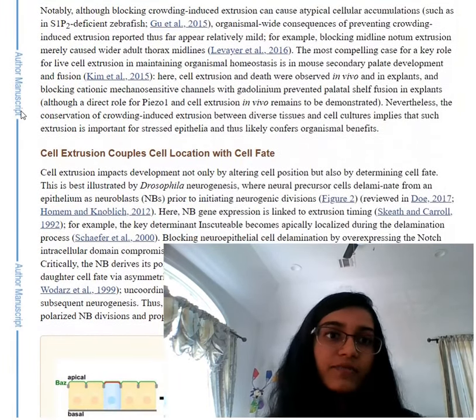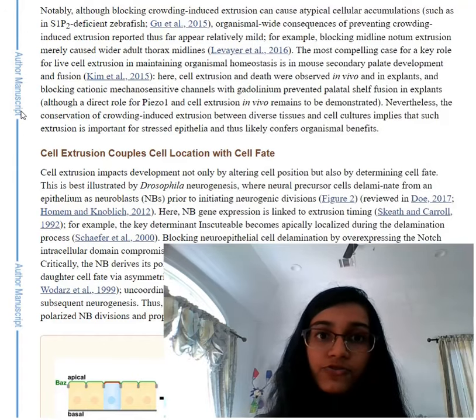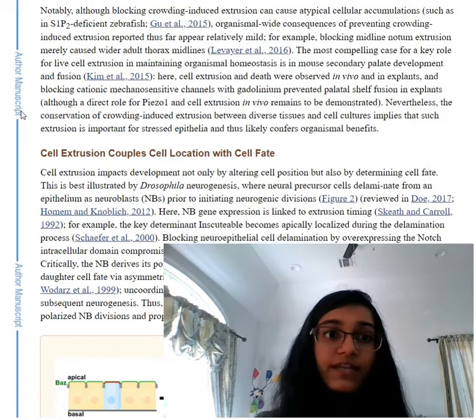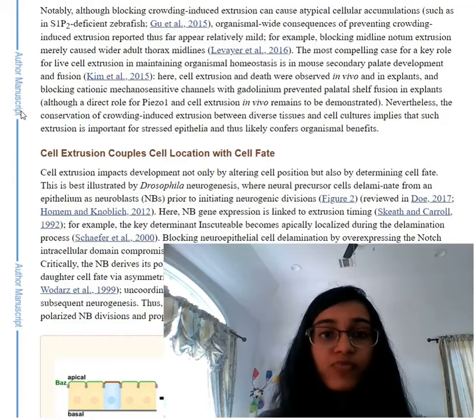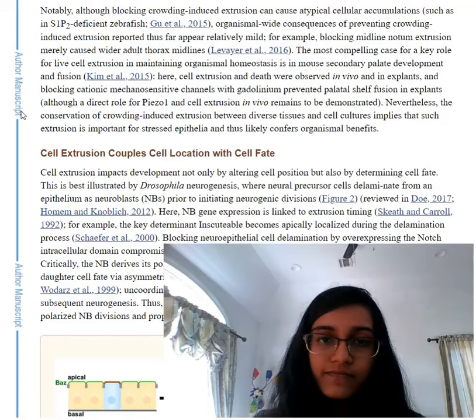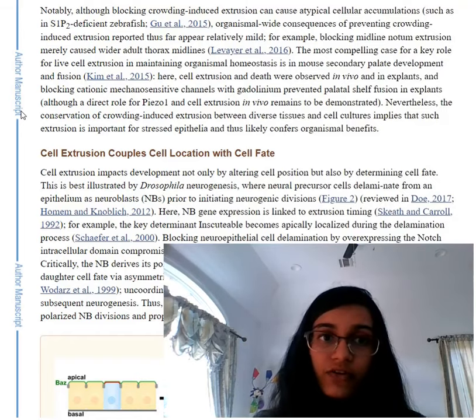So let's move on to the third paragraph. Notably, although blocking crowding-induced extrusion can cause atypical cellular accumulations, such as in S1P2 deficient zebrafish, organismal-wide consequences of preventing crowding-induced extrusion reported thus far appear relatively mild. For example, blocking midline notum extrusion merely caused wider adult thorax midlines. The most compelling case for a key role for live cell extrusion in maintaining organismal homeostasis is in mouse secondary palate development and fusion.